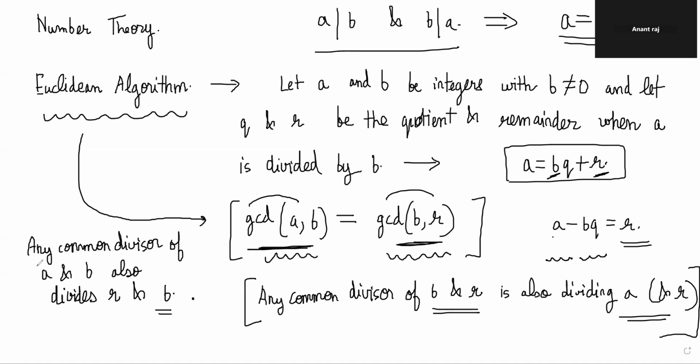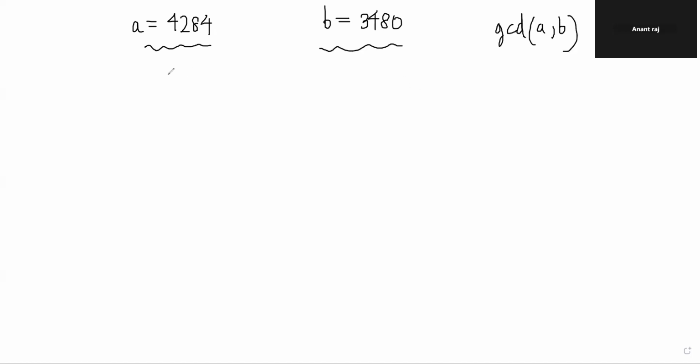For example, suppose you want to find out, let's say A was 4,284 and B was 3,480, and you want to find out GCD of A and B. So you will do one step of the algorithm by dividing A by B. You'll say 1 into 3480 plus 804, right? But we know that GCD of A and B is the same as GCD of B and R. Here, this is A, this is B, this is Q, this is R, right?